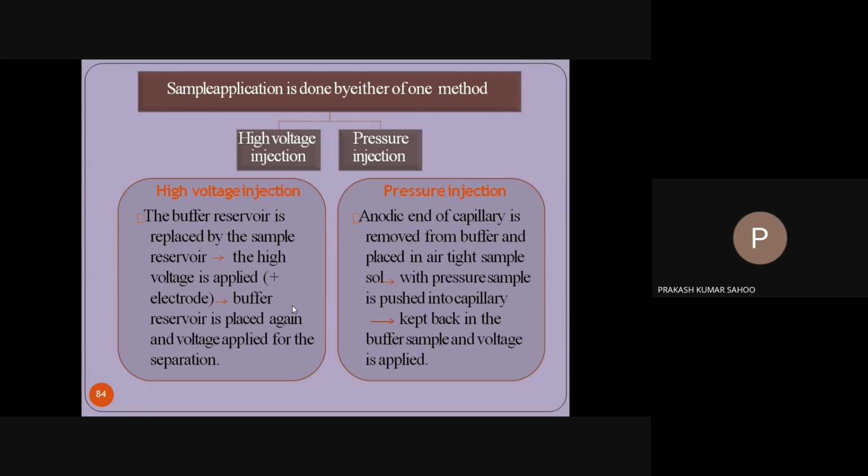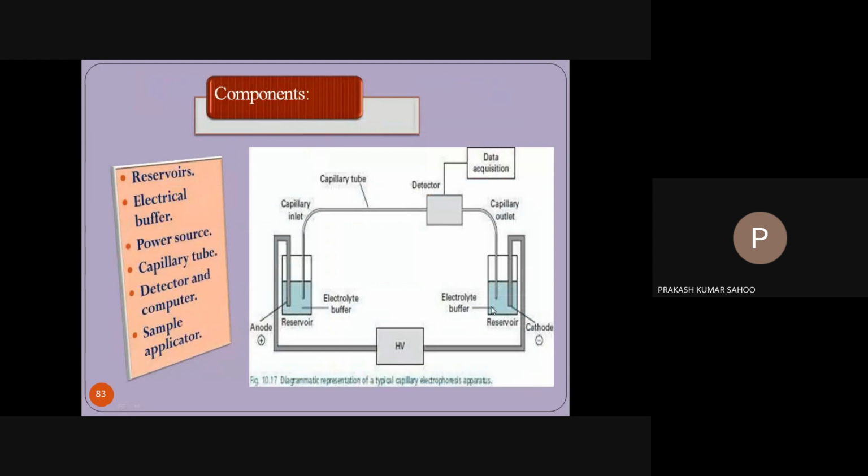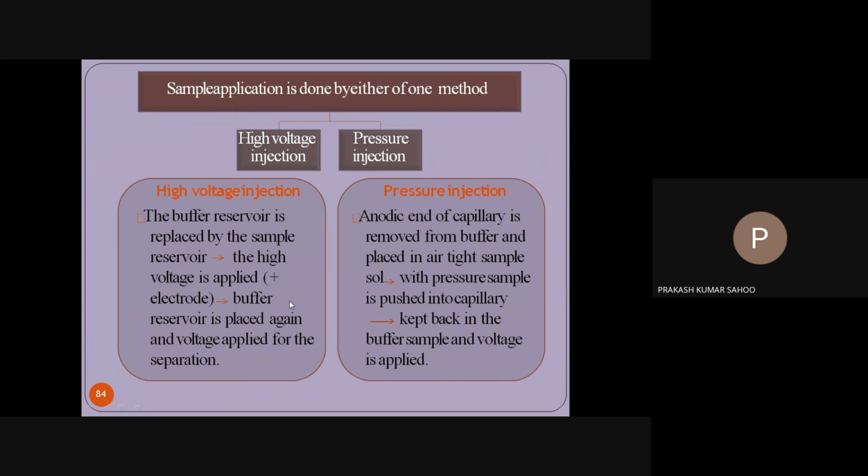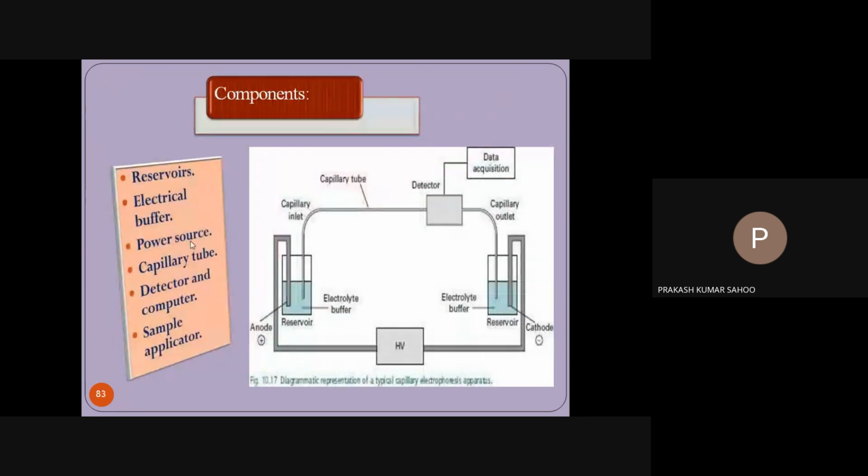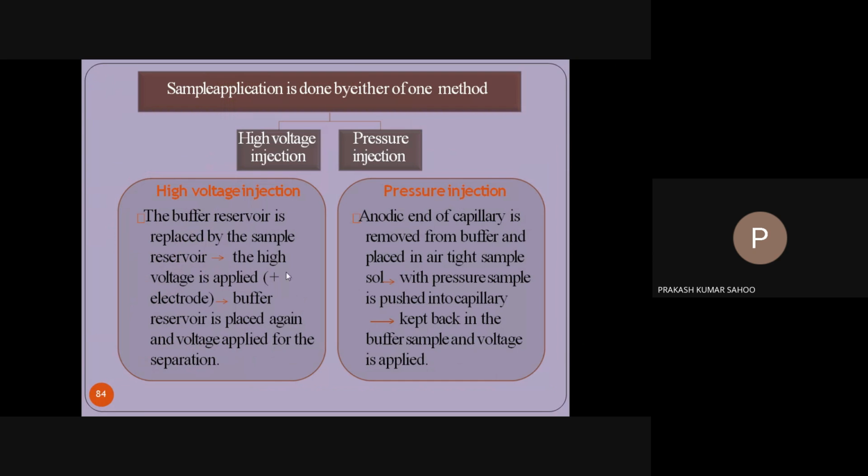For a pressure injection, the anodic end of the capillary is removed from the buffer and placed in an airtight sample solution. With pressure, the sample is pushed into the capillary. When the pressure mechanism is used, this anodic end is removed and an airtight sample vial is connected here, and this will pump the sample into the capillary. With pressure the sample is pushed in, the capillary is kept back in the buffer, and voltage is applied.